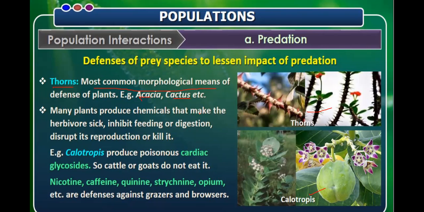Many plants produce chemicals that make the herbivore sick, inhibit feeding or digestion, disrupt its reproduction or kill it. This is Calotropis. You may have seen it in the ground, in your neighborhood as well. Calotropis produces poisonous cardiac glycosides. So cattle or goat do not eat it. Nicotine, caffeine, quinine, strychnine, opium: these are the defense against grazers and browsers.